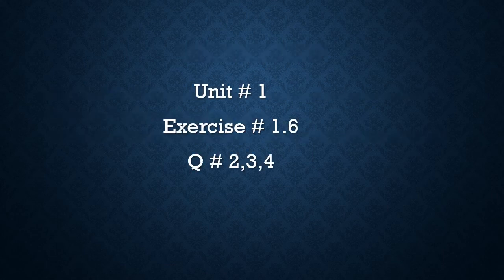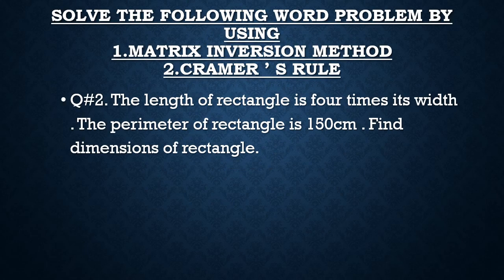Unit number 1, exercise 1.6, questions number 2, 3 and 4. So here we have some word problems. First we have to make the linear equations from the given statement, and then we have to solve these equations. Solve the following word problems by using the matrix inversion method and Cramer's rule.